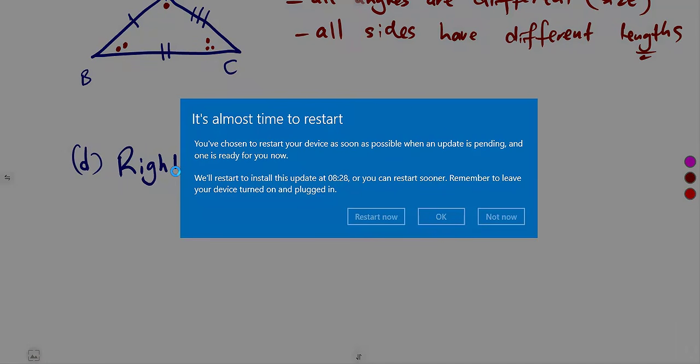All right, guys. My machine wants to start while I'm working. Why is it like this?